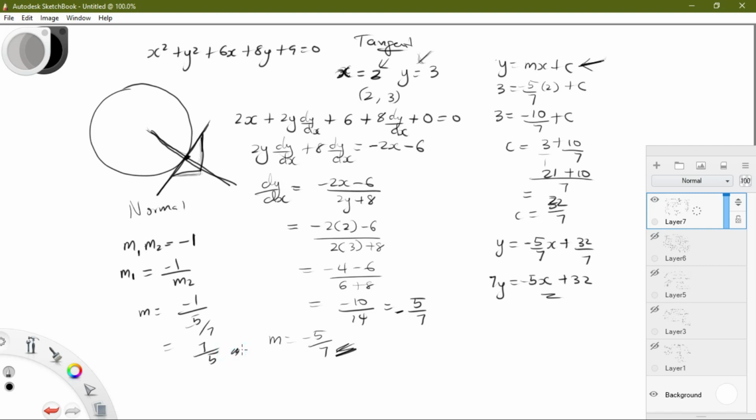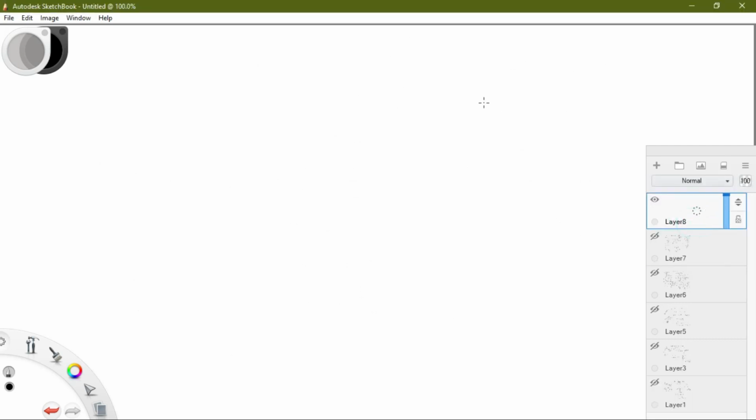And how do you get the equation of the normal? Just follow the same procedure as we did from this point, then you get the equation. It's as simple as that. So I'm not going to waste so much time. Let me go to the next one. Now the next one is parabola.